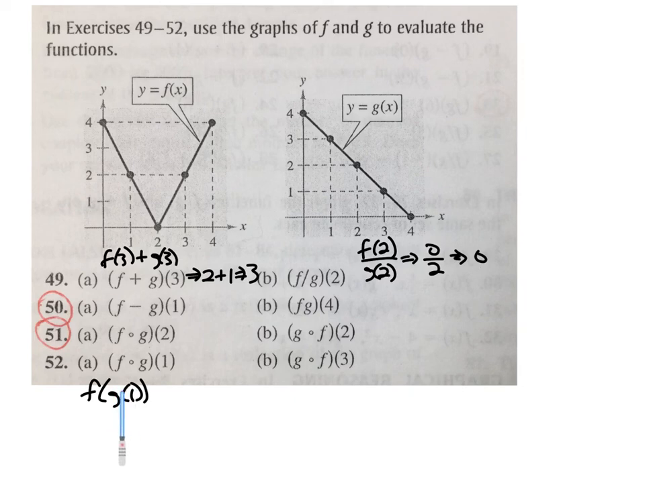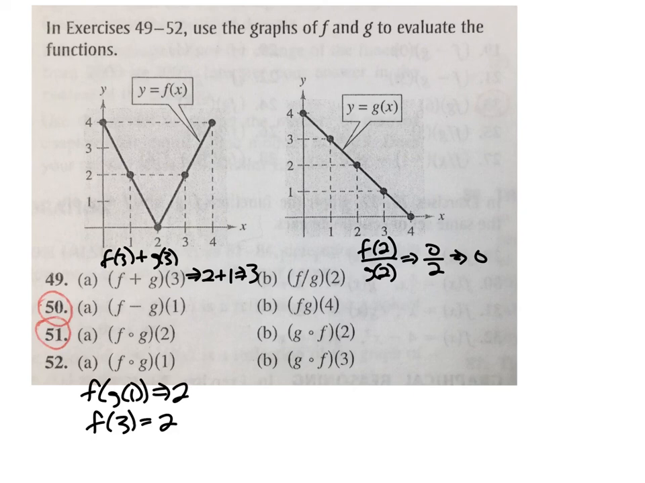The first thing we need to do is go inside out. So g of 1. What is g of 1? 3. So now we need to find f of 3. And we find f of 3, which is 2. So f of g of 1 is equal to 2. See how that worked?